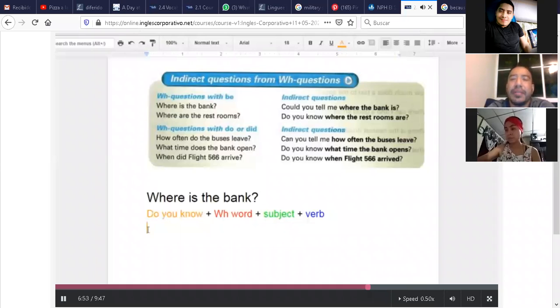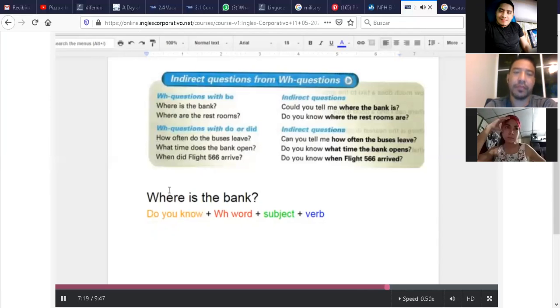Let's try to make sense of the other questions that you see there towards the bottom. So in this case, what we want to do is use a polite way of asking. So you can ask in the form of, could you tell me? Do you know? Can you tell me? And then it just repeats itself with do you know. So in this case, we're going to use do you know. That's the second question there. Do you know what time the bank opens?